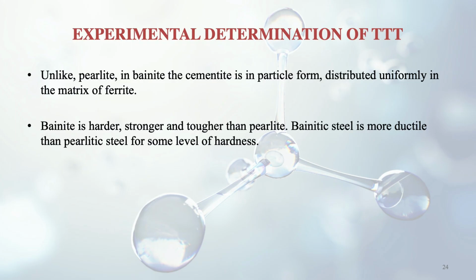Like I had told you previously also, pearlite is in the form of layers. Layers are there. But in bainite, there are no layers, it is in particle form. Bainite is harder, stronger and tougher than pearlite. Obviously, when it will be in particle form, it will be more compact and these particles will be together and without any space or interstitial space. So it will be much tougher and stronger. Bainitic steel is more ductile than pearlitic steel for some level of hardness. That is also the case.